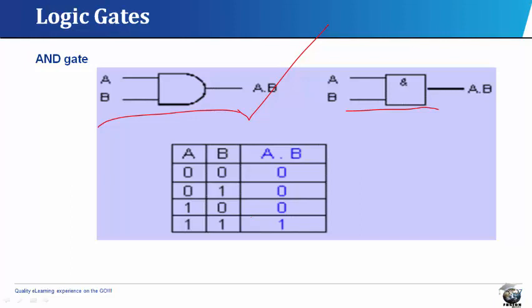So that means that the AND logic gate shown here offers a 0, that is off, when either of the inputs, either A or B, is off. It only shows an on or a 1 when A here is 1 and B is 1.